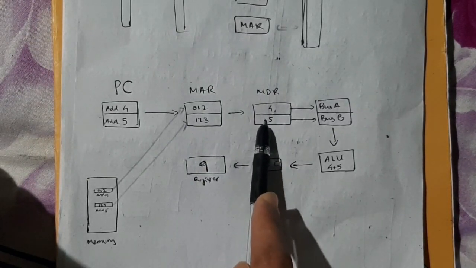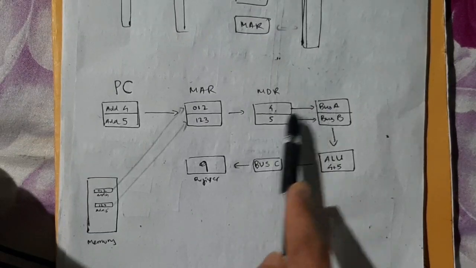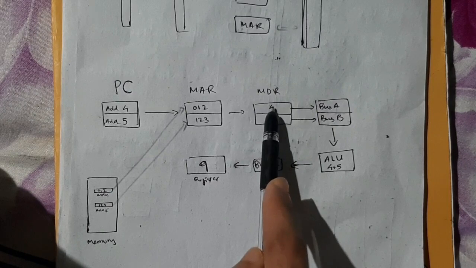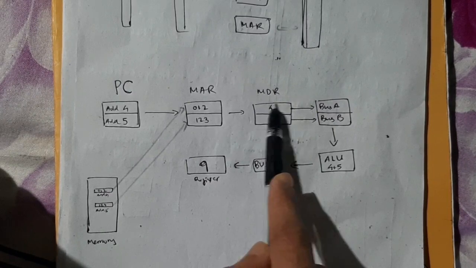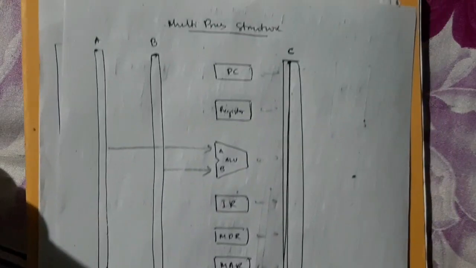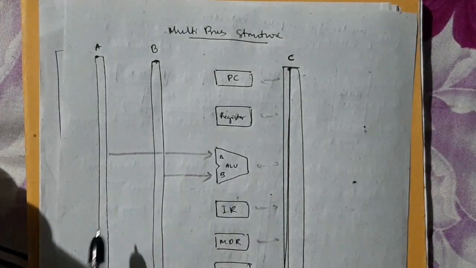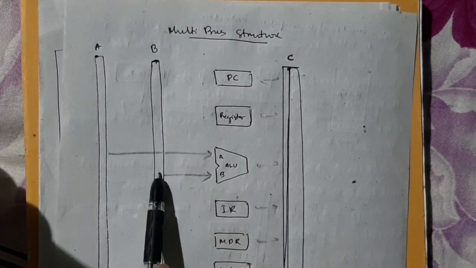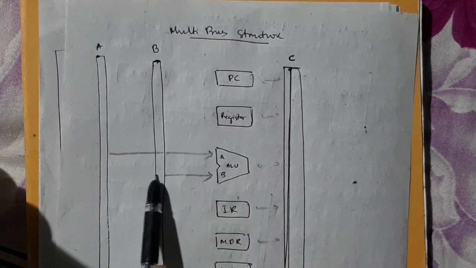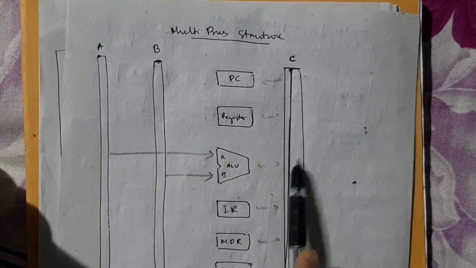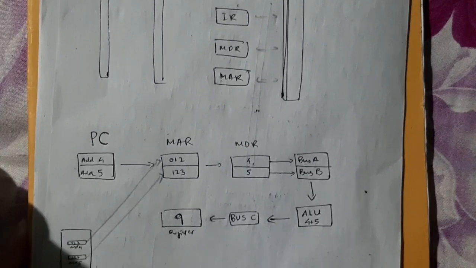When it gets the data, it will send it to the respective buses simultaneously. Before, one was happening after another, but this will happen simultaneously. 4 will be sent to bus A, 5 will be sent to bus B, like this. This is bus A and bus B, okay. Now what will happen, bus A will send to the A input of the ALU, B will send to the B input, 4 will come from here, 5 will come from here at the same time. It will get added and sent to bus C, okay. That's what is happening here.